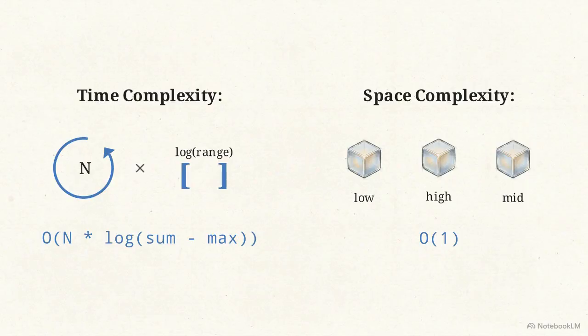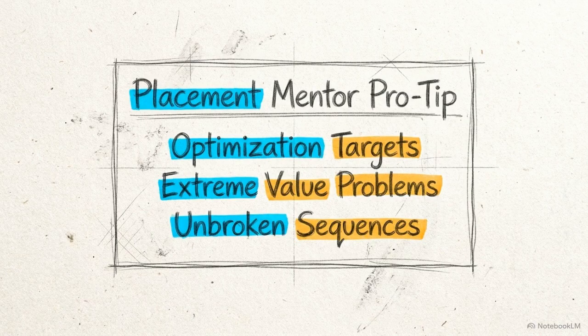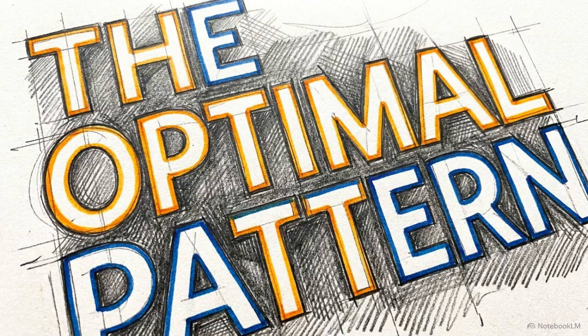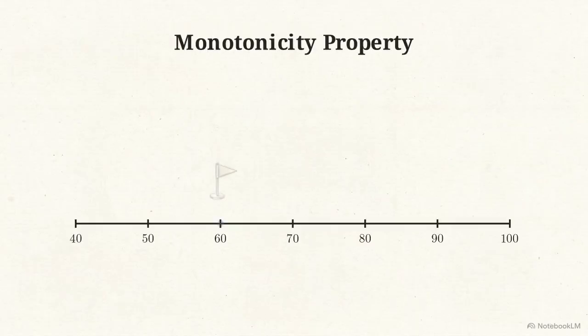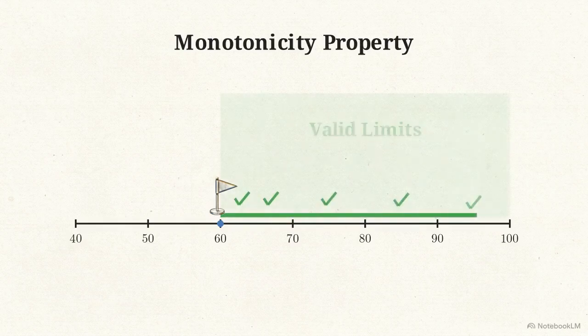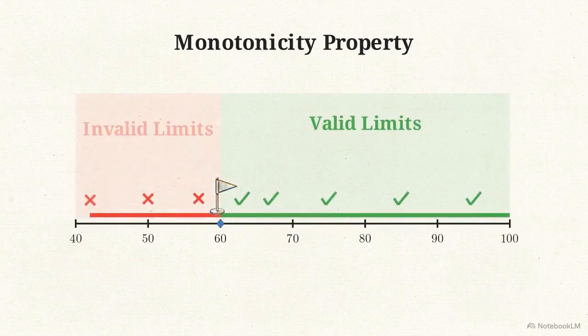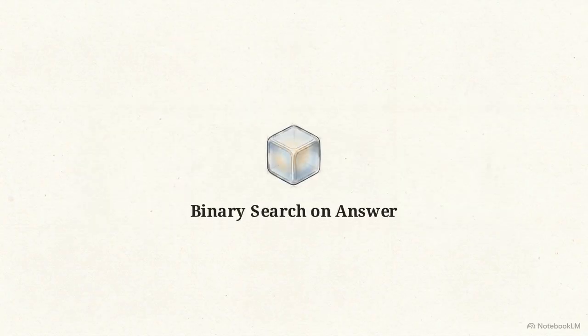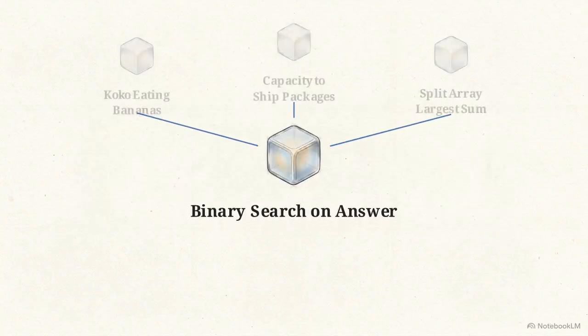O of 1. Here is your takeaway. Whenever an interviewer asks you to minimize the maximum or maximize the minimum over a contiguous set, think of binary search on answer first. This strategy works because the problem is monotonic. If a limit of 60 pages works, then any limit higher than 60 is also guaranteed to work. Master this pattern, and you can apply it to dozens of similar variations.